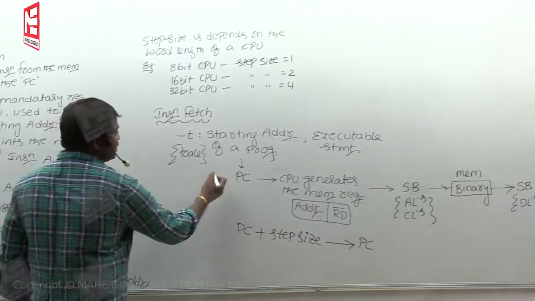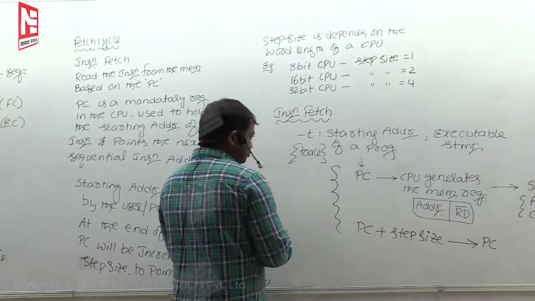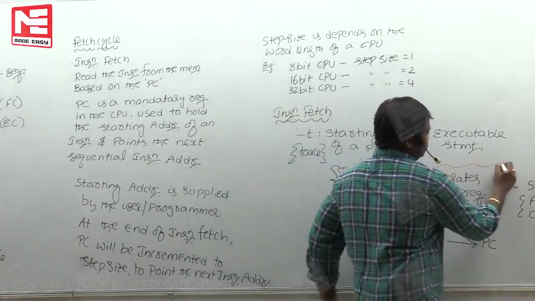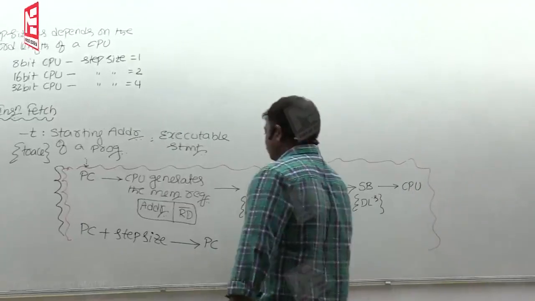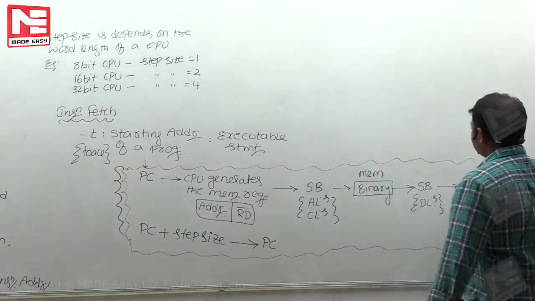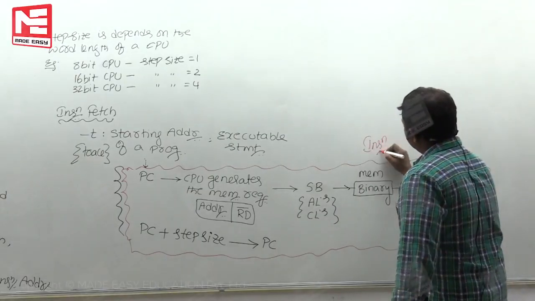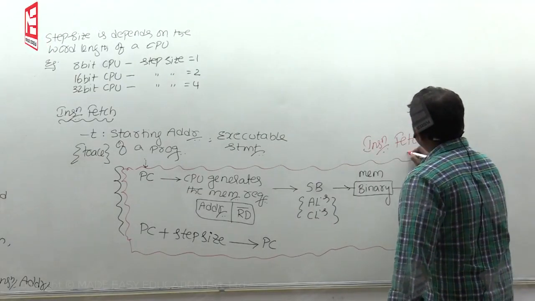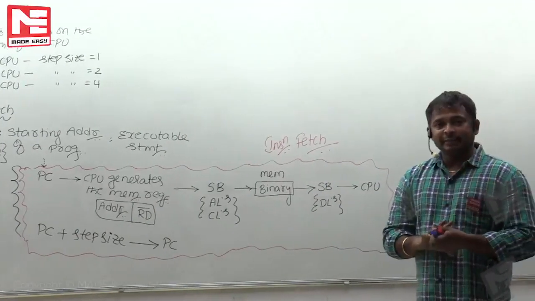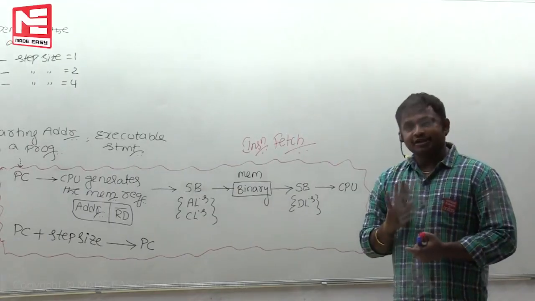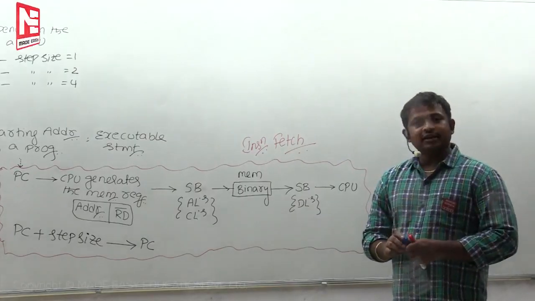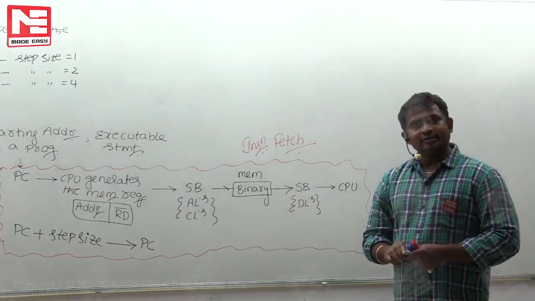Understand? So, this process is called the instruction fetch. Fetching the instruction from the memory based on the PC. At the end of fetching, the program counter is incremented by the step size to point to the next instruction address. Understand? This is the objective of a fetch cycle. Clear now? Copy it.